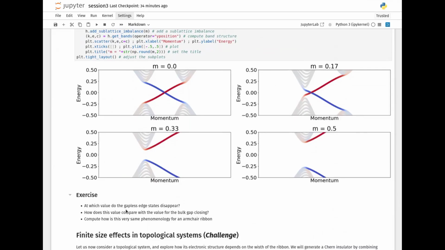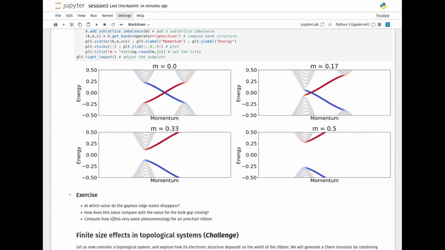So at which value do the gapless edge states disappear? Well, they disappear roughly at some point between 0.17 and 0.33, right? So how does the value compare with the value for the bulk gap closing? And so the answer is that it is identical. The edge states disappear exactly at the same point as when the bulk gap closes.